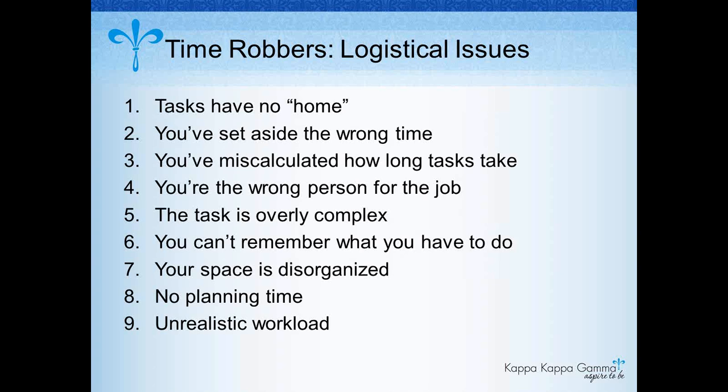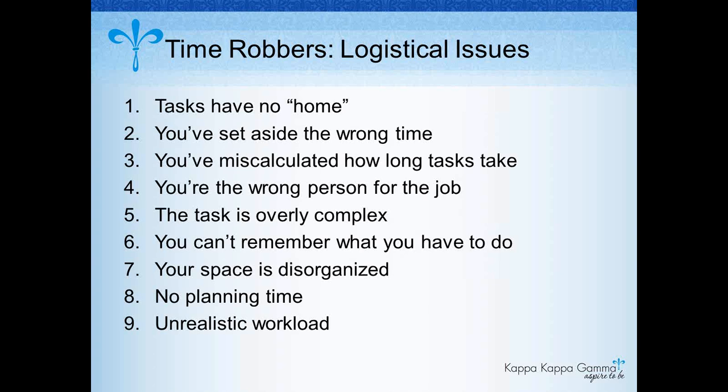Number 3, you've miscalculated how long the job is going to take, and next we're going to get into time estimation and how important that is with time management. Number 4, you're the wrong person for the job, and asking for help can be liberating, and delegating it to the correct person who has the skills can be extremely liberating. Number 5, the task is overly complex, so if you can simplify it into smaller, more manageable steps, it might be a lot easier to swallow. Number 6, you can't remember what you have to do, in which case a planner, an organizer, or some app will help you.